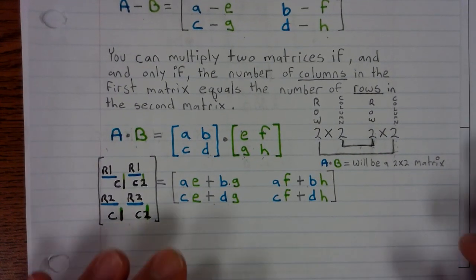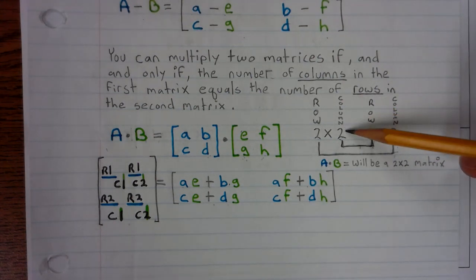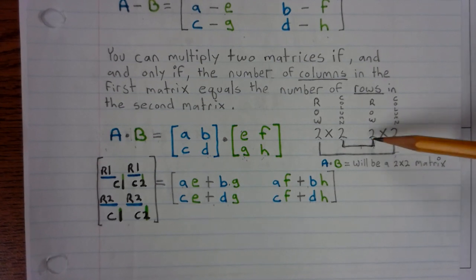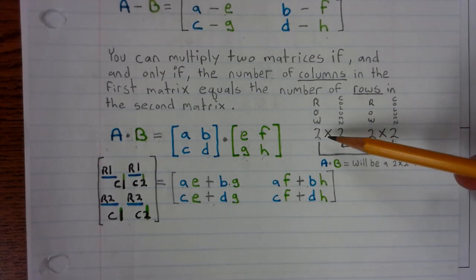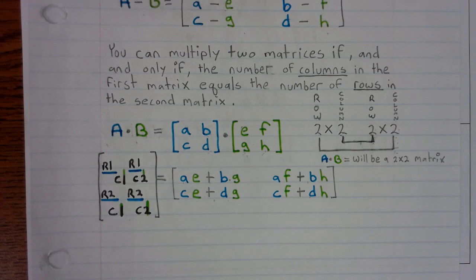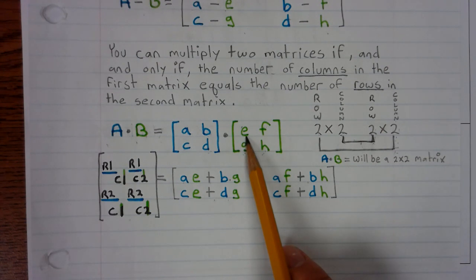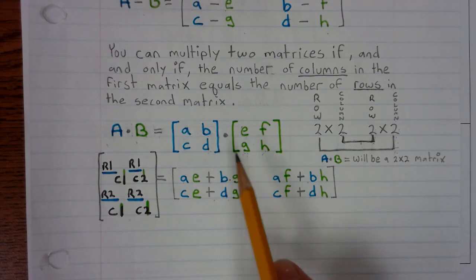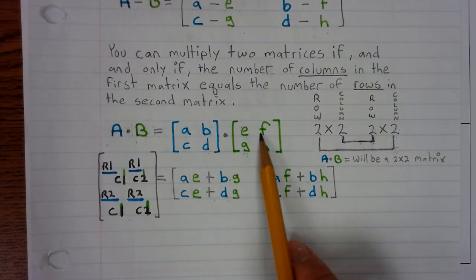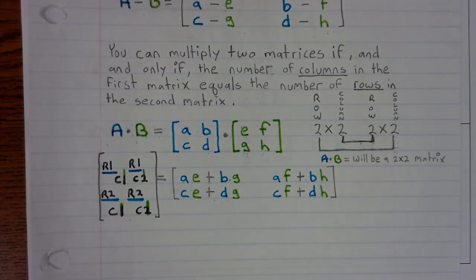All right, now let's look at this. You can multiply two matrices if and only if the number of columns in the first matrix equals the number of rows in the second matrix. So since the number of columns in the first matrix and the number of rows in the second matrix are the same, you can multiply them, and the result is going to be a 2 by 2 matrix. So when we multiply A times B, we multiply A times E plus B times G, and then A times F plus B times H, and so on. All right, so if you would, update your notes.